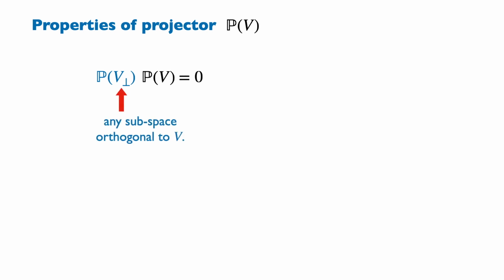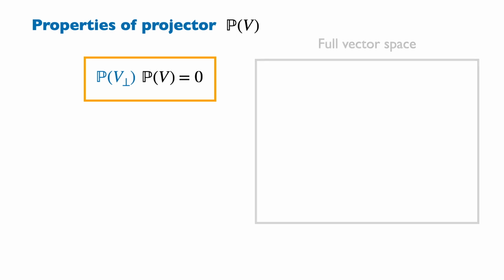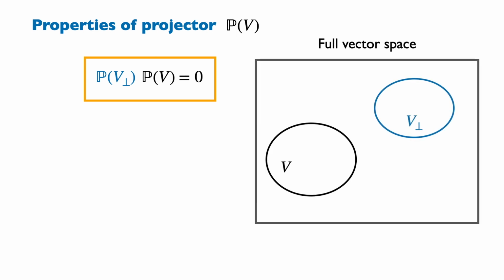Another obvious result that follows would be, where the blue projector projects into any subspace that is orthogonal to V, consecutive applications of the two projectors have to be zero, because the two subspaces are disjoint, and therefore share no common vector, which could have survived both projections.